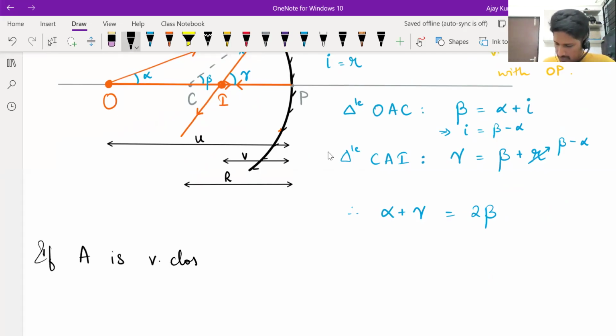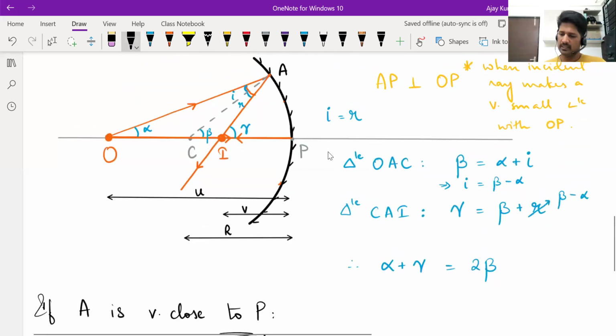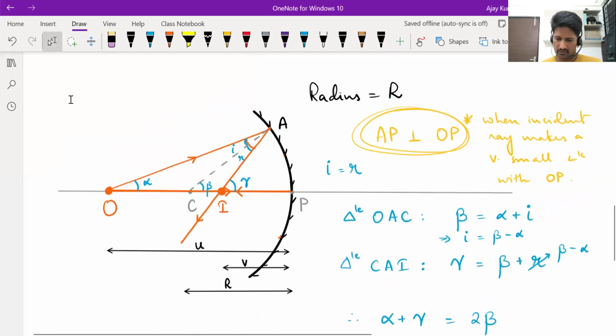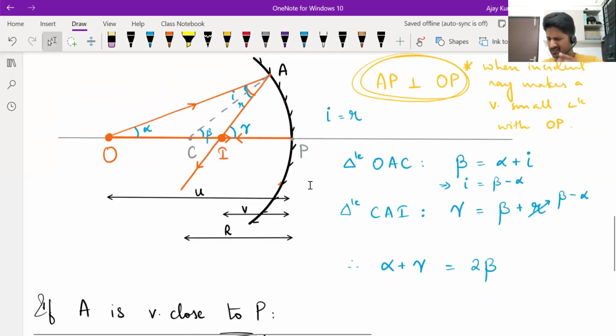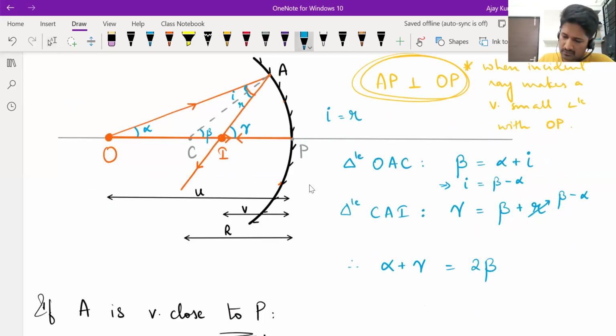Now, if A is very close to P, then AP becomes a straight line. Visualize it as a straight line here, somewhat like this. Very vague, but fine. Imagine AP is a straight line. Then AP will be perpendicular to OP if A is very close. Imagine AP perpendicular to OP. So this is now effectively a right angle triangle, OAP.